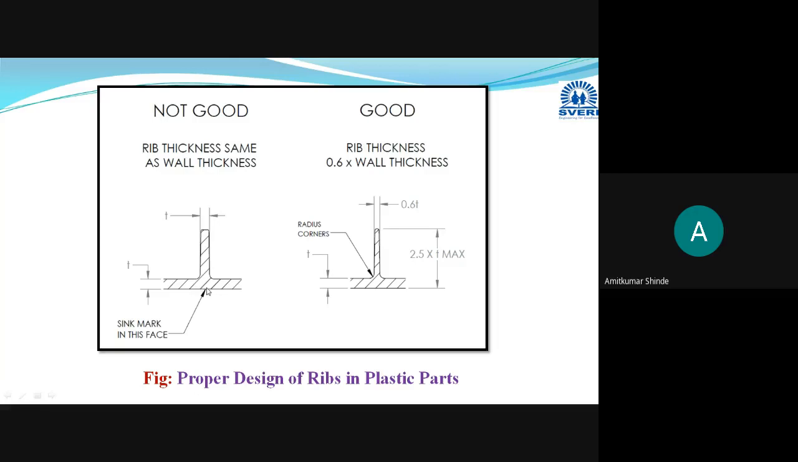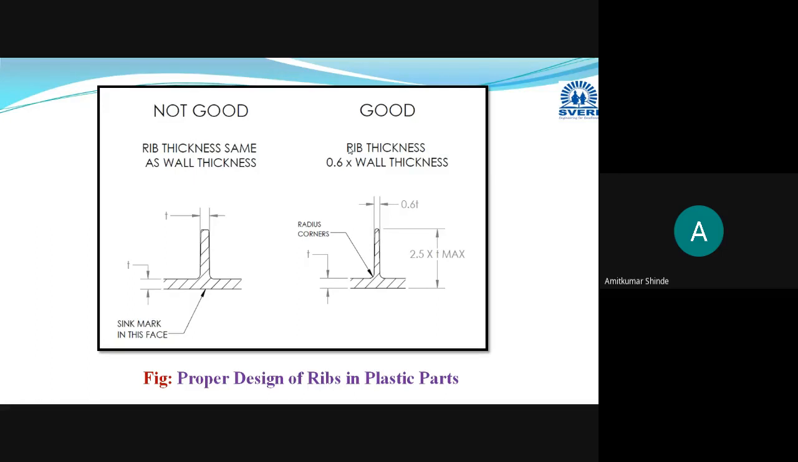Okay, so to avoid these sink marks, what you have to do is keep the rib thickness within a range, it should be less than the wall thickness. Whichever rib thickness you are providing, it should be less.